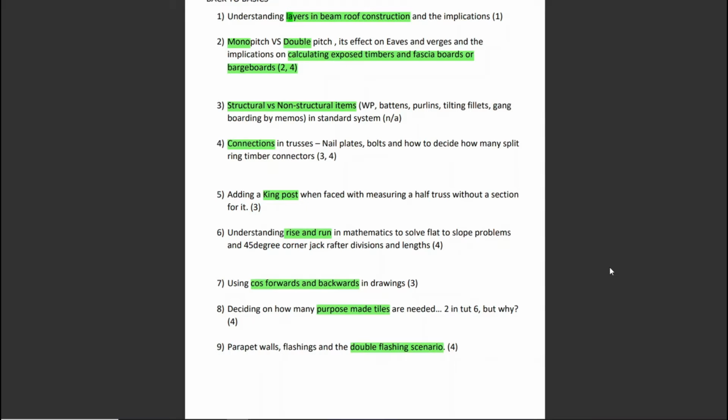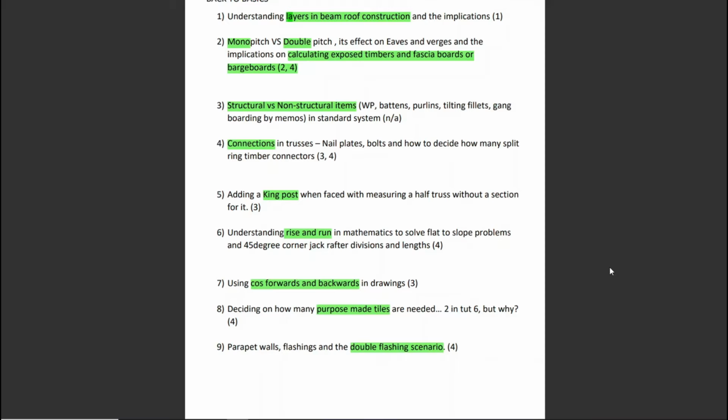Point number 8. Purpose-made tiles is an interesting one. I'll just go over the theory of why we need a purpose-made tile and instances where they go. It's not always straightforward because on plan, it's difficult to visualize valley versus hip ridges. And it's easy to slip up and put purpose-made tiles where they should not be. So we'll go through that.